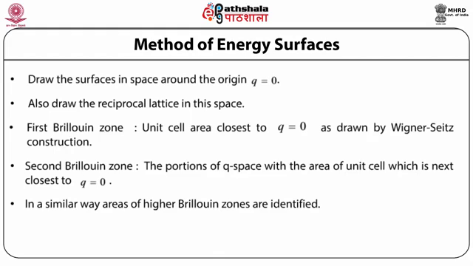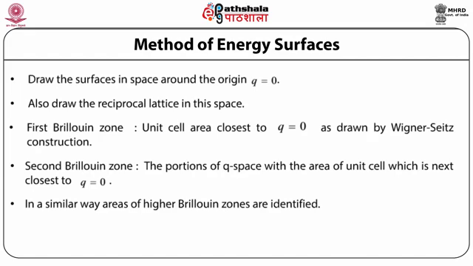In this space, we also draw the reciprocal lattice. Now the unit area closest to q equal to 0, as drawn by the Wigner-Seitz construction, is called the first Brillouin zone. The portion of q space with the area of a unit cell which is next closest to q equal to 0 is called the second Brillouin zone. In a similar manner, the areas of higher Brillouin zones are identified, like the next one, the third Brillouin zone, which will be the one next closest to the second Brillouin zone, and so on.